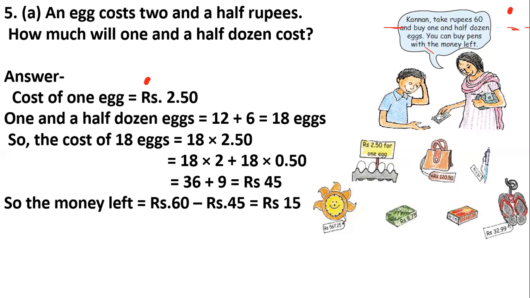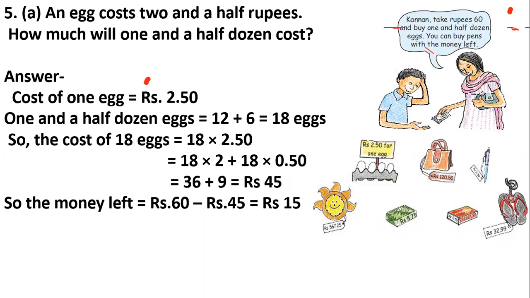2 rupees 50 paise into 18. You can do it in 2 ways. Rupees 2 into 18, 50 paise into 18. Do separately. Rupees separate, paise separate. This is 36 rupees. 50 paise into 18 is 900 paise. 900 paise means 9 rupees. 36 and 9 is 45 rupees.